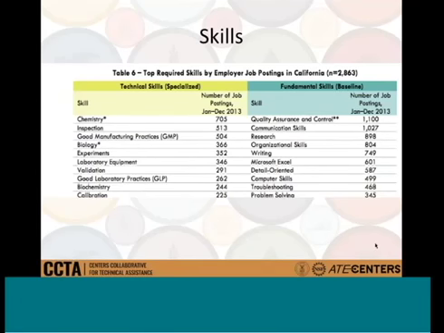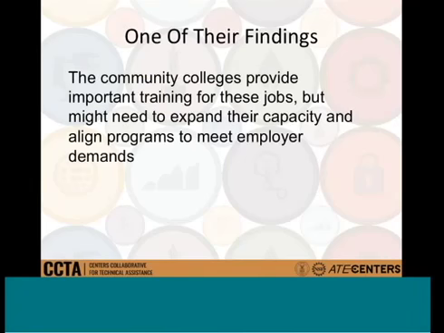Notice they chose a tabular format instead of the bar chart format for their presentation here. That's good. Here's one of their findings. And boy, this finding wouldn't surprise you at all, would it? The community colleges in California provide important training for these jobs. Okay, good. But they might need to expand their capacity and align their programs to meet employer demands.